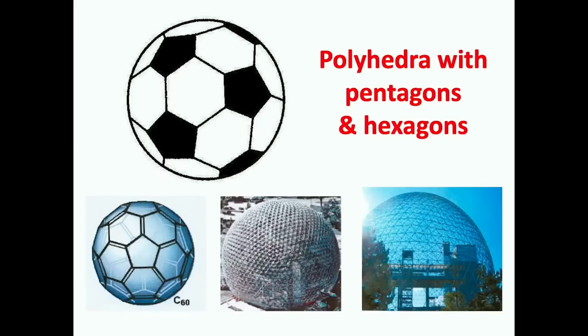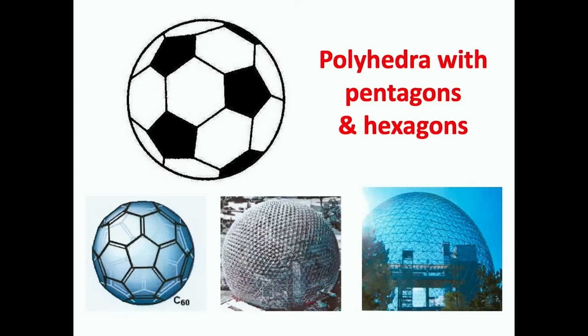And we can actually use Euler's formula to prove results about polyhedra. Now, this polyhedron here is called a truncated icosahedron, or some people call it a football. And as you can see, it's made up from pentagons and hexagons with just 3 faces meeting at each point.